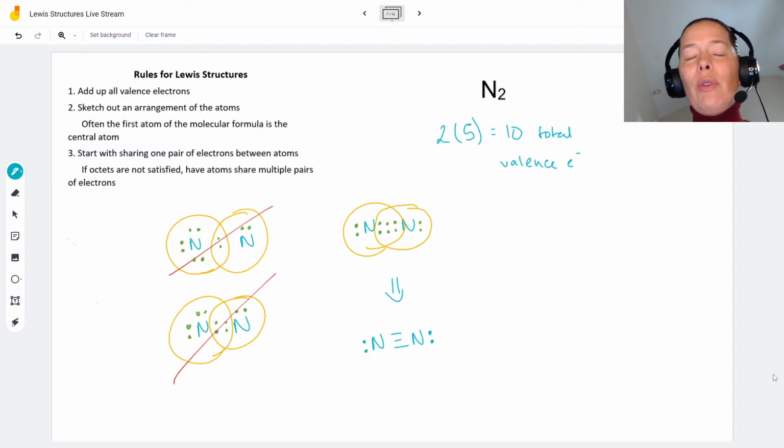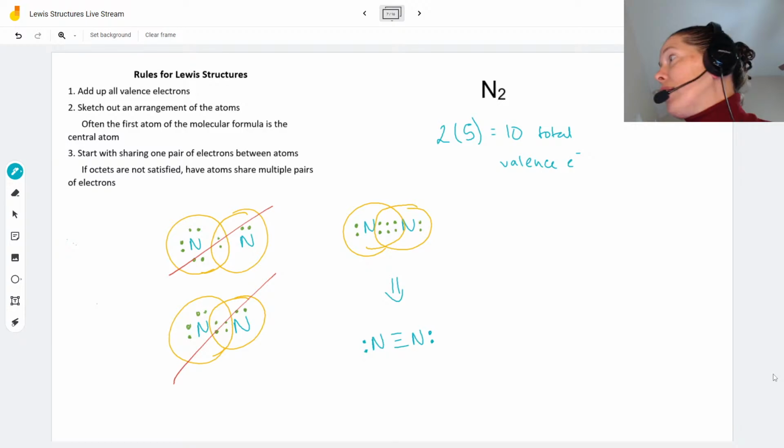So never feel like when you do Lewis structures, you have to get the correct Lewis structure right away. Especially at first, before you're used to this, there's going to be a lot of either doing what I do and you mark through and you start over, or if you're using a pencil, there's going to be a lot of erasing and trying again. That doesn't mean you don't understand Lewis structures. It just means you're learning.